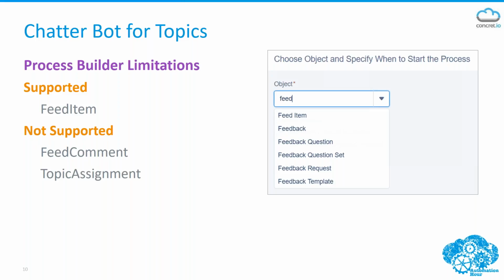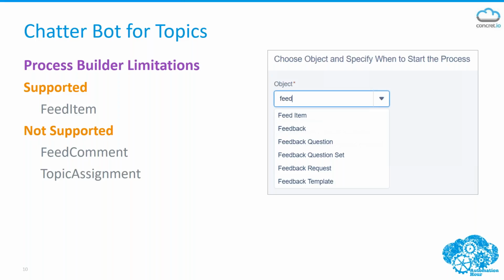But we already talked about the tag could be assigned later on. Maybe an admin comes up later on and says, oh, this conversation should be assigned to this topic. Or a comment came in, and that's when the hashtag was used. Well, unfortunately, the feed comment object is not supported, so we wouldn't be able to detect if that's how you were assigning the topic.